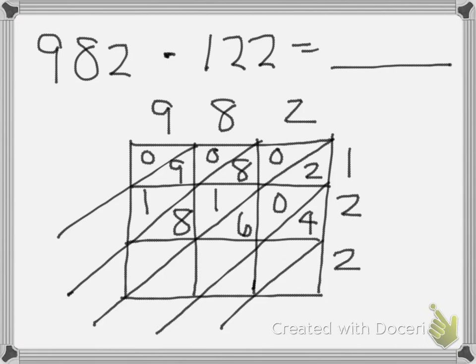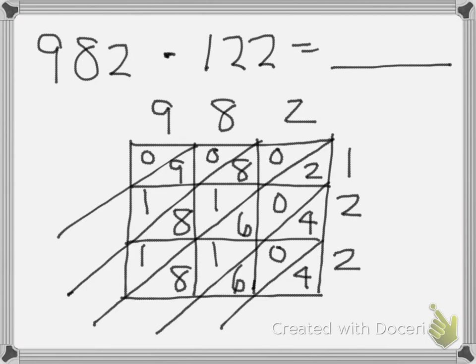Take a deep breath. I made one mistake. I don't want to make another one. 2 times 2, 4. 8 times 2 should look familiar. 16. And another looks familiar here. 9 times 2, 18.